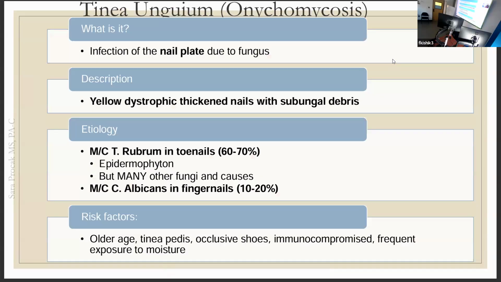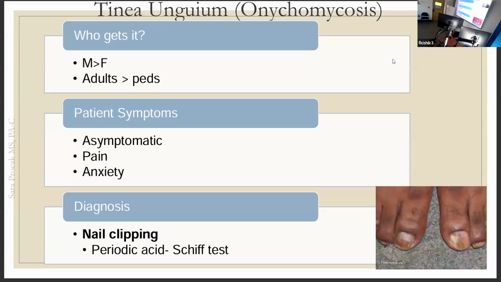All right. So when we're talking about tinea unguium, most common etiology for the toes is going to be Trichophyton rubrum. All right, for the fingernails, we're talking about Candida albicans. Okay, all the same stuff. When it comes to diagnosis, again, it's going to be that nail clipping. You're going to send it out for PAS. That's what it's called, so periodic acid-Schiff testing. It's just a test that the pathologist is going to do on the nail plate to confirm that there are fungal elements. All right. So you do your little clipping, you send in the biopsy file, and about a week later, you'll get your results back.